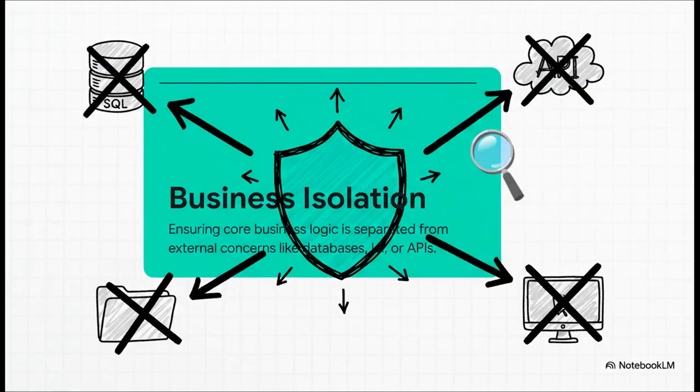Business isolation. What does that actually mean? Well, it's the big idea. Your core business logic should be completely walled off from the outside world. It shouldn't have a clue whether its data is coming from a SQL database, a fancy API, or even a plain old text file. It just shouldn't care. And that separation, that's the absolute key to building an app that's robust, flexible, and ready for the future.